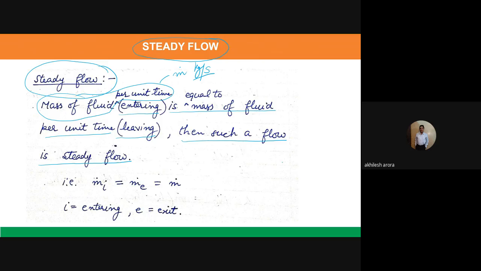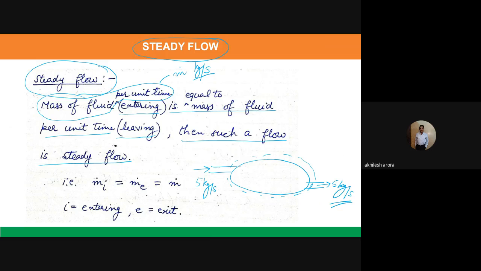It is very simple. For example, if I have a control volume here, this is the control volume which I am considering here, and let us say the mass which is entering is 5 kgs per second, and the mass which is leaving is also 5 kgs per second. So I say this is a steady flow condition.